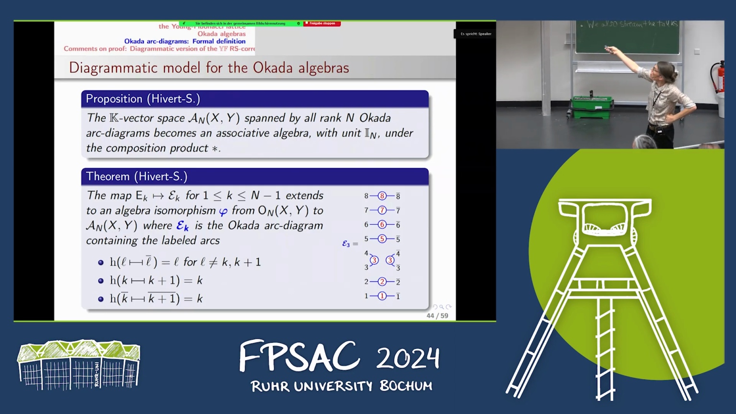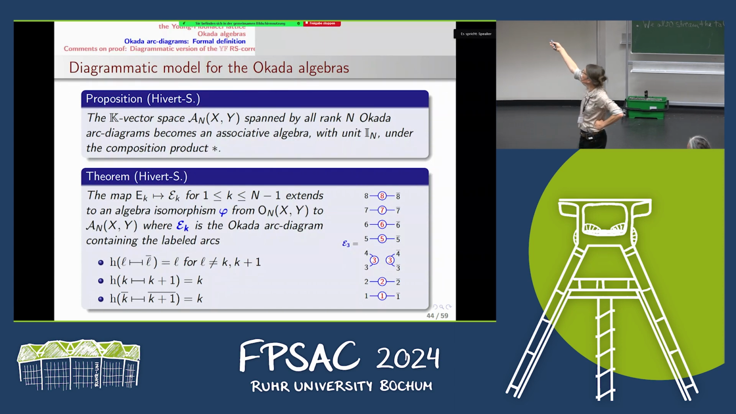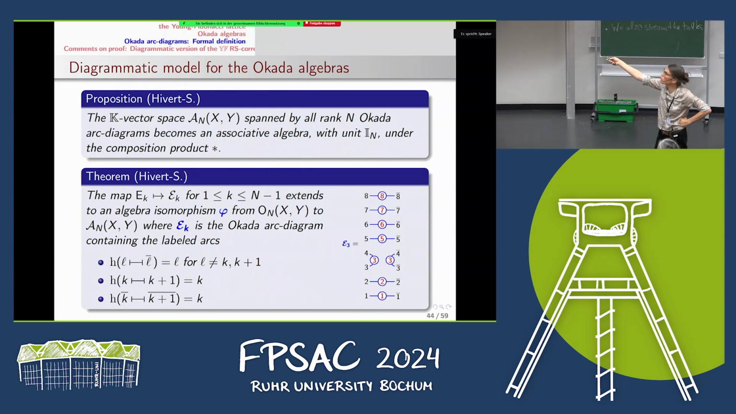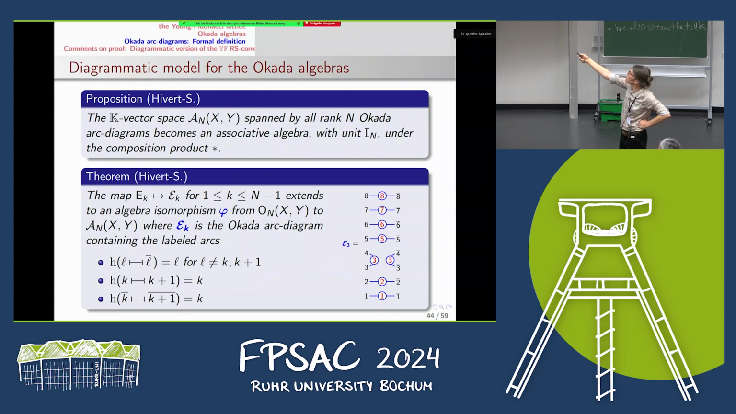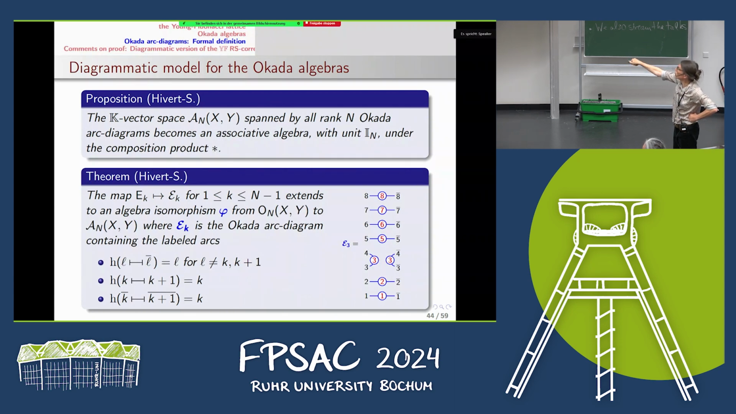And finally, our main result is that the Okada algebra is isomorphic to this arc algebra, and the isomorphism is implemented by sending the Okada generator Ek to this element script Ek, where script Ek is essentially a temporal Lieb generator of the temporal Lieb diagram, which has been appropriately labeled. And we have n-1 of these arc generators.